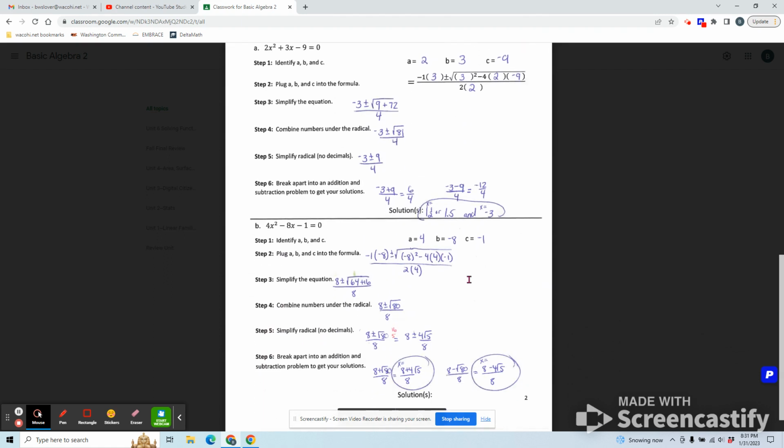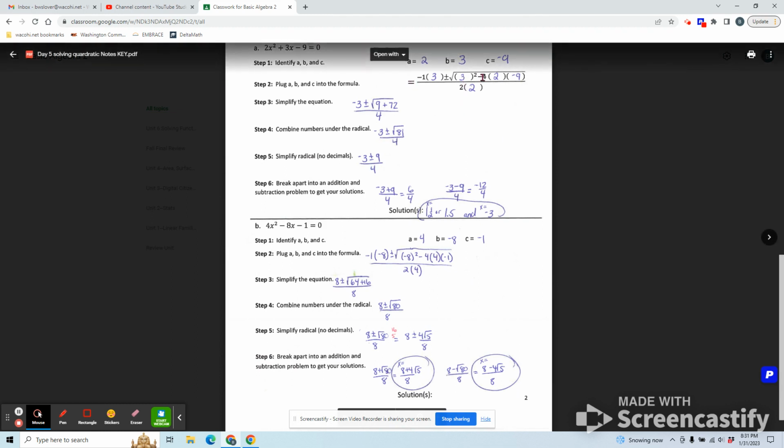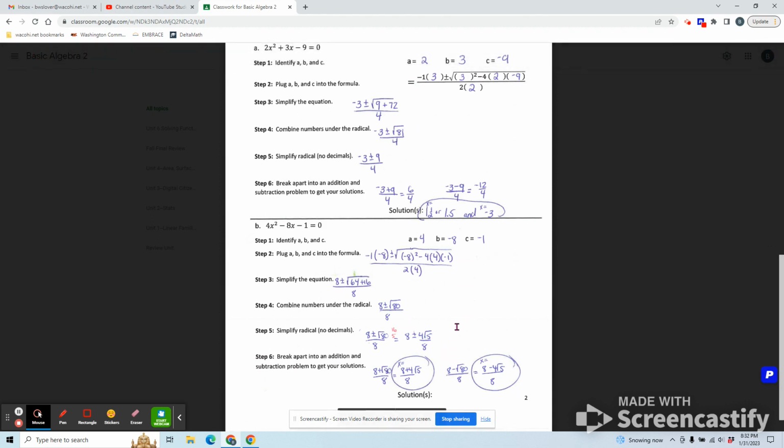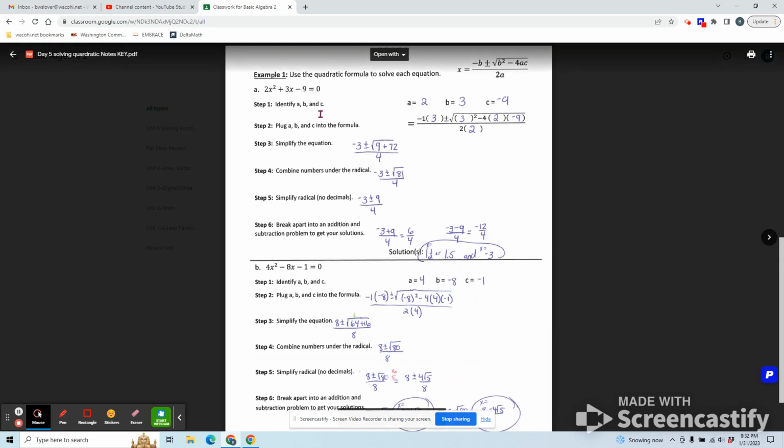And then here are just two examples. So the first one, I kind of give you some guidance as to where you're going. And then down here, you're starting to do more of it on your own without my assistance. So we're identifying the A, B, and the C. So the A is 2, the B is 3, the C is -9. So identify that, and then I'm plugging it in.